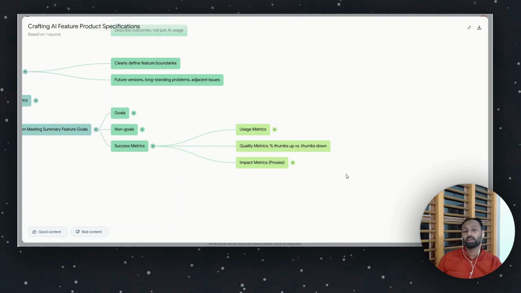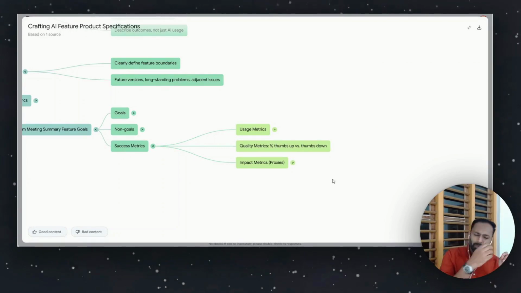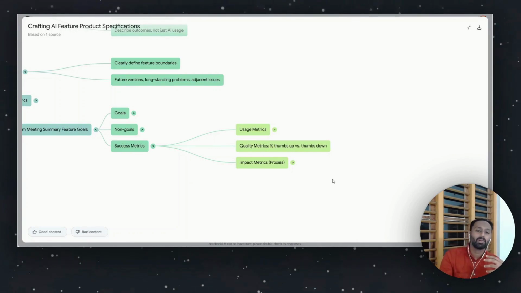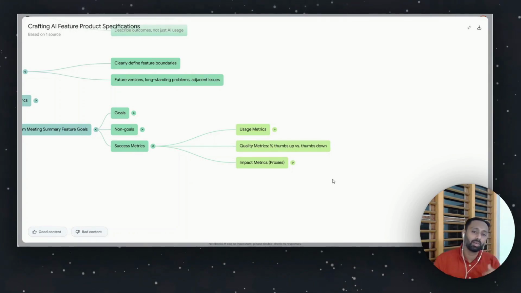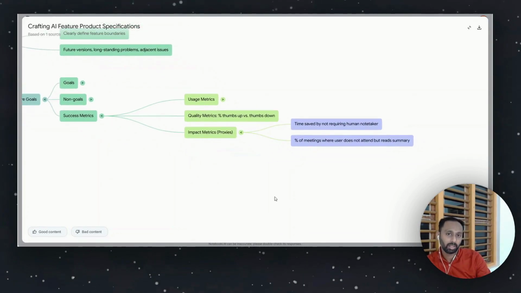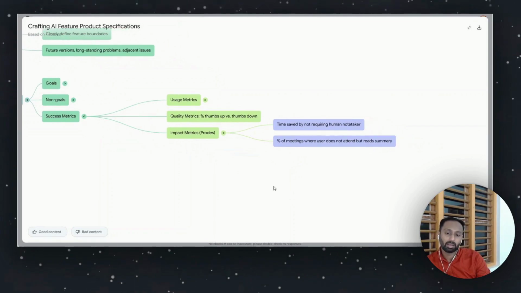Quality metrics, as I said, we'll have some mechanism to collect inputs related to whether it is going well or not. So thumbs up, thumbs down can be a good signal for you to collect the quality metrics.